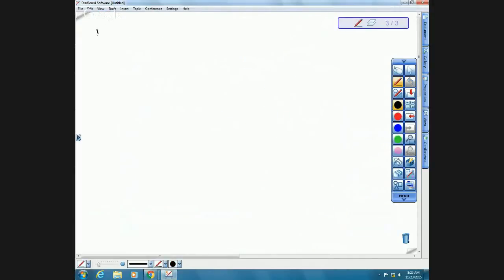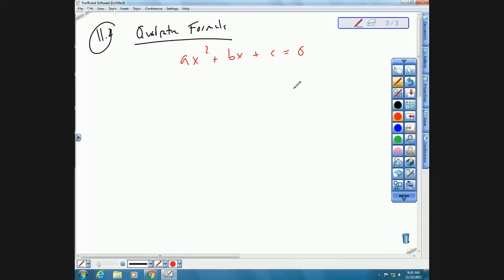All right, so 11.2. The quadratic formula. So the equation that we just wrote a minute ago was ax squared plus bx plus c equals 0. The quadratic formula is solving for x on unfactorable problems. You can do this for every single problem on the test if you wanted to. Even the factoring ones, this will work.